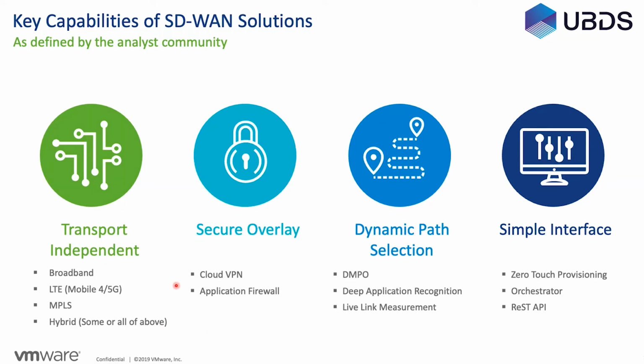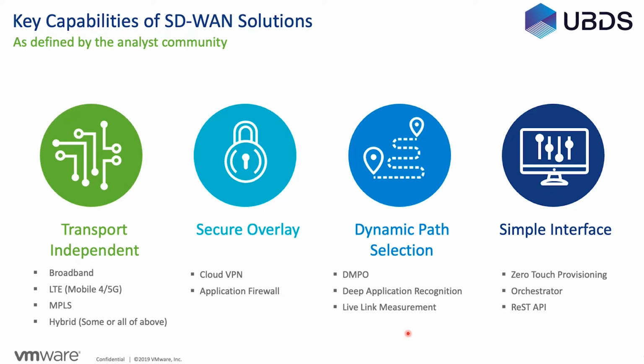The other part of the capabilities that are seen from an SD-WAN solution are secure overlay. So this is ensuring we've got a cloud VPN that can run over the top of the transport independent network and create a secure network service across unsecure, potentially public internet services. Also application firewalls, so having the ability for the actual SD-WAN service to support application level firewall services, and having the support for dynamic path selection.